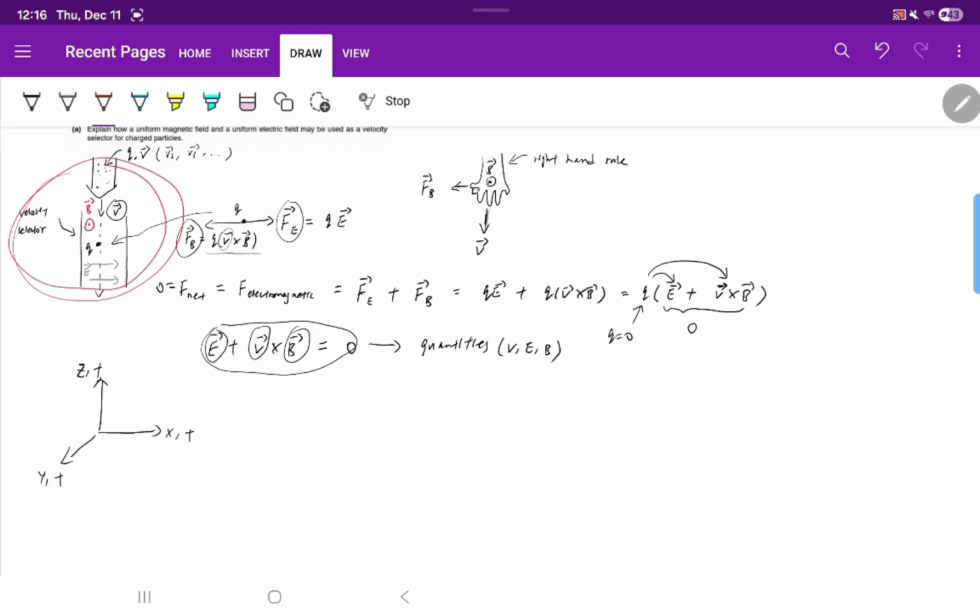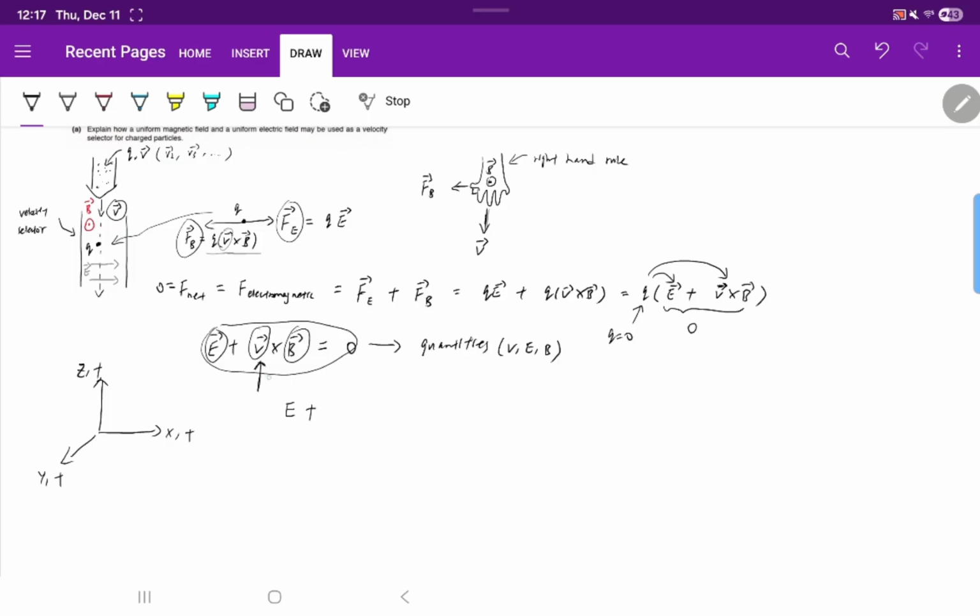Right now when you look back at this graph, you see that the direction of the electric field is pulling to the right side, which is in the positive x direction. That means the E can be just written as E. So E plus, okay, for now focus on the direction of the velocity, which is in the negative z direction.